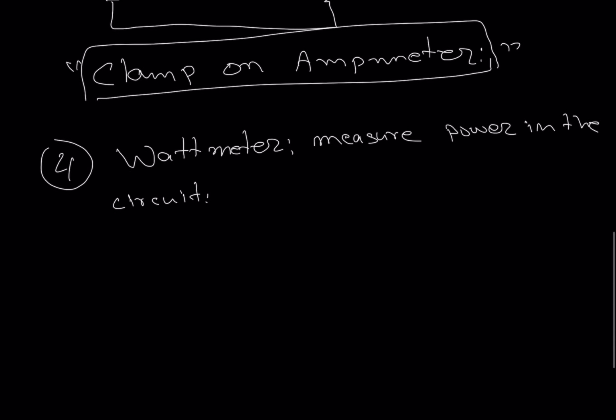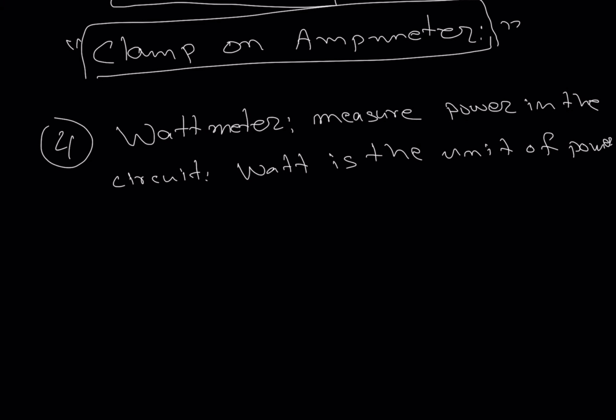Okay, back to the wattmeter. A wattmeter is used to measure power in the circuit, and the unit of power is watts. Watt is the unit of power. So how do we use this one? Since power is the product of voltage and amperage, that means we have to use 2 different settings.